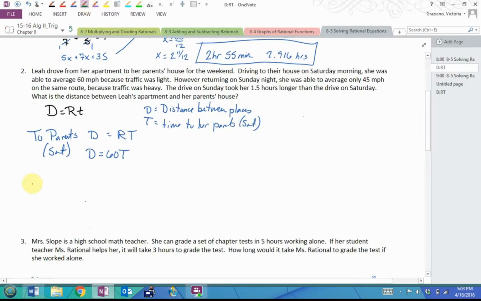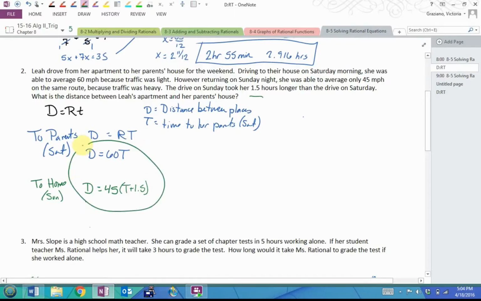Okay, now I also know something about on her way home. So this is her Sunday trip. I know the distance is the same, right? The distance to her parents' house is the same as the way back. I know that she was only able to go 45 miles per hour because of the traffic. And I know that it took her 1.5 hours longer. So I'm going to call this T plus 1.5 because it took 1.5 hours longer. So I defined T to be time to her parents' house. So on the way back, it was 1.5 hours longer.